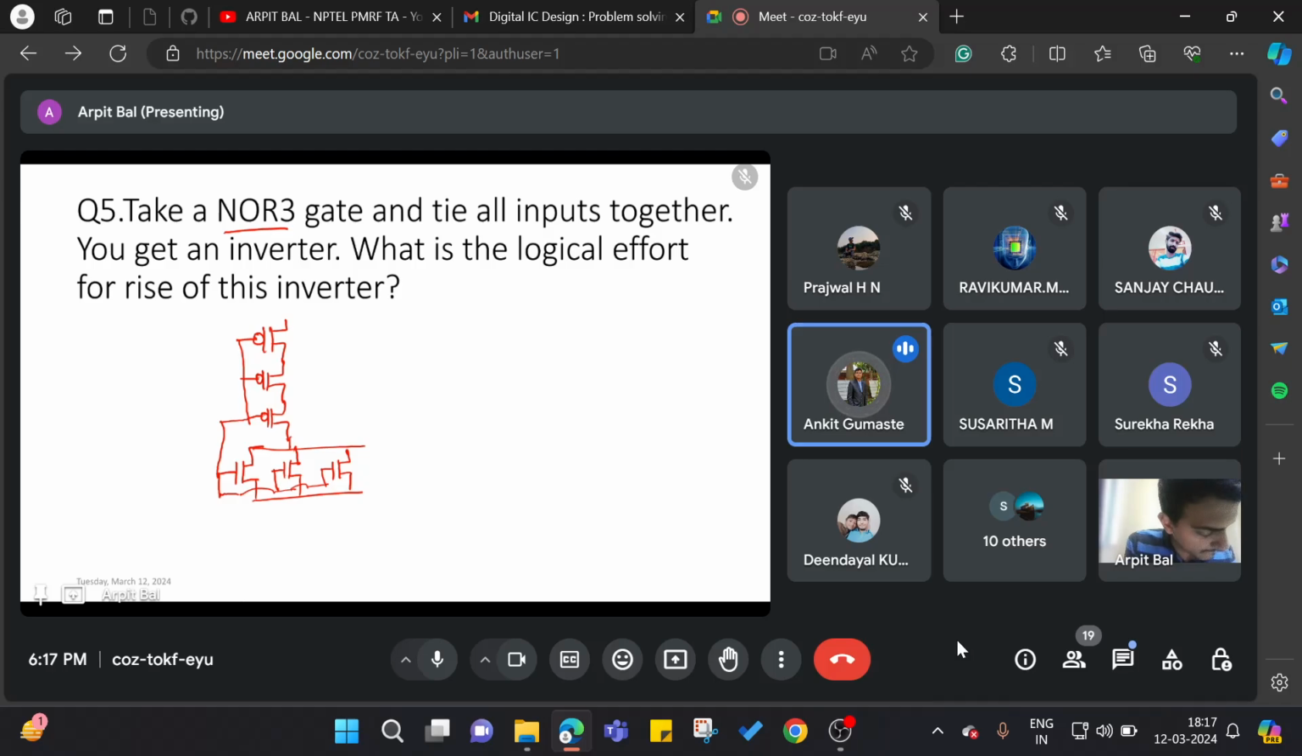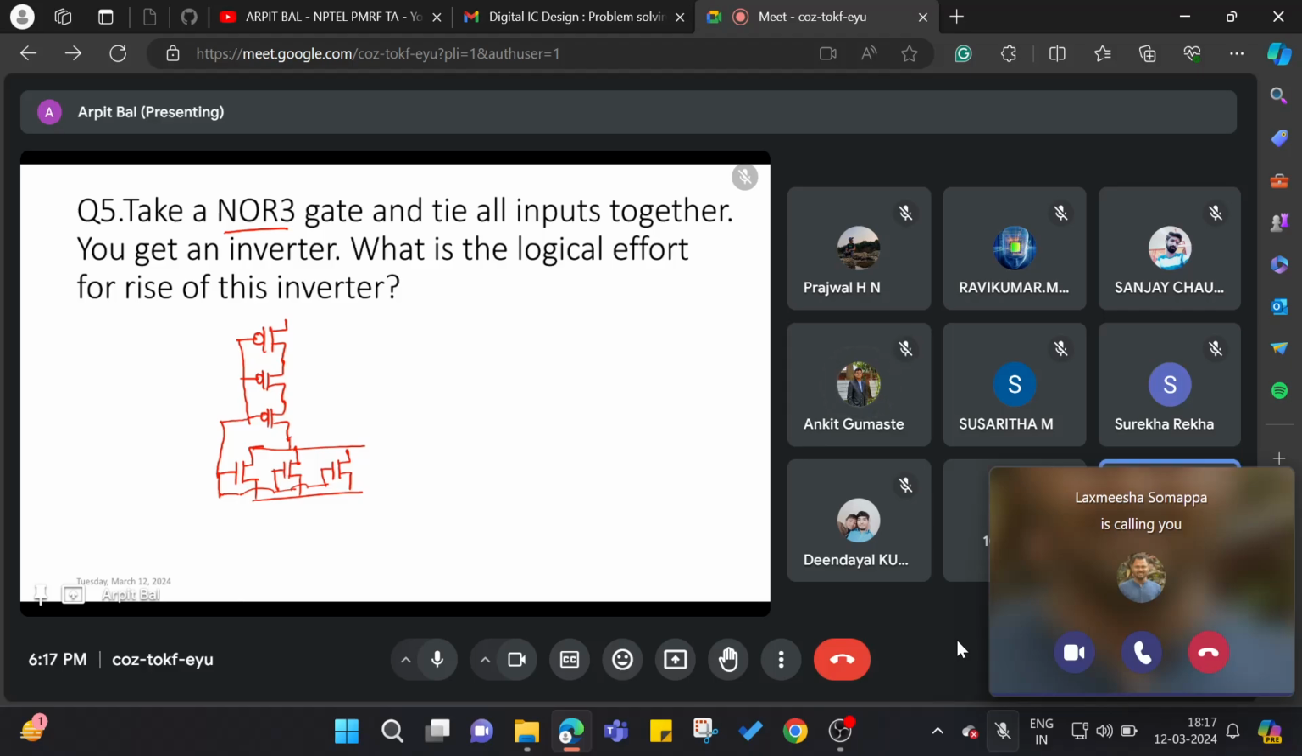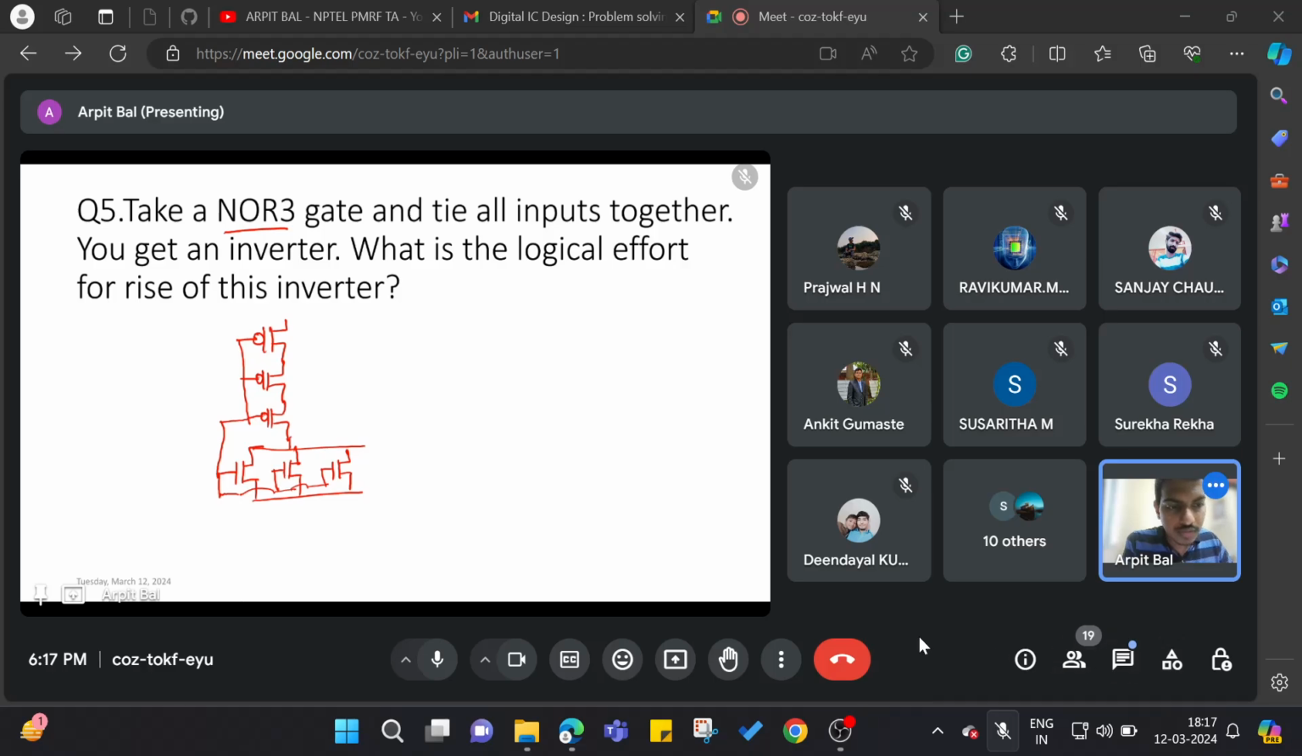Yeah. If the input is 1, then all the NMOS are turned on. Okay. So output is directly connected to ground. And in similar cases, if the input is 0, all the PMOS are turned on and the output is connected to VDD. Okay. Yeah, that explanation is quite correct.